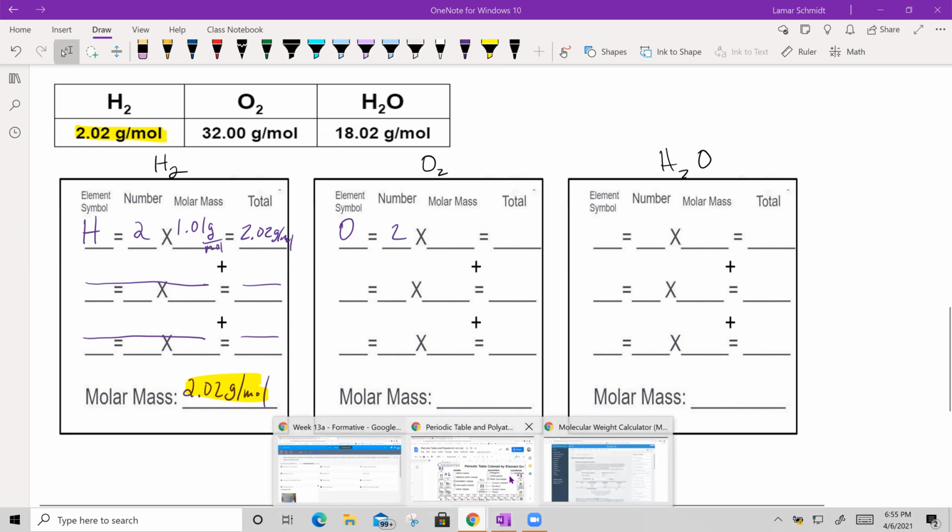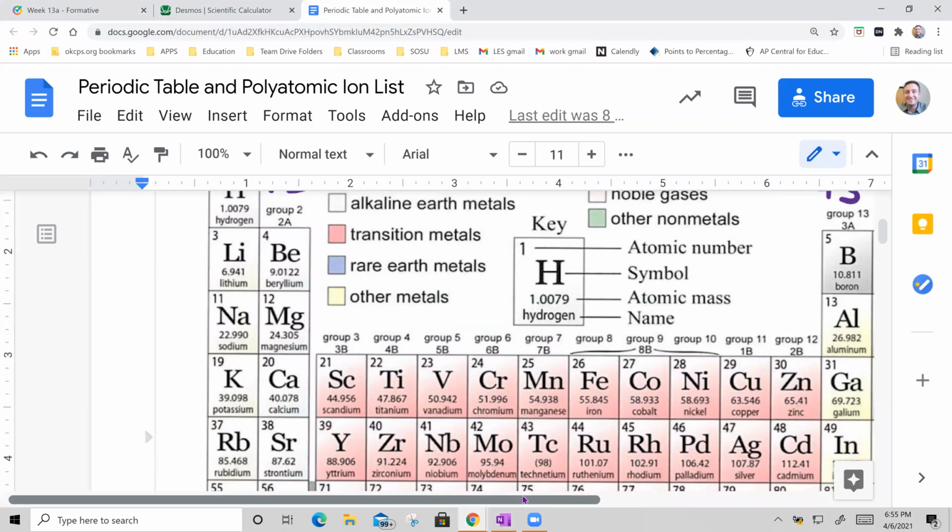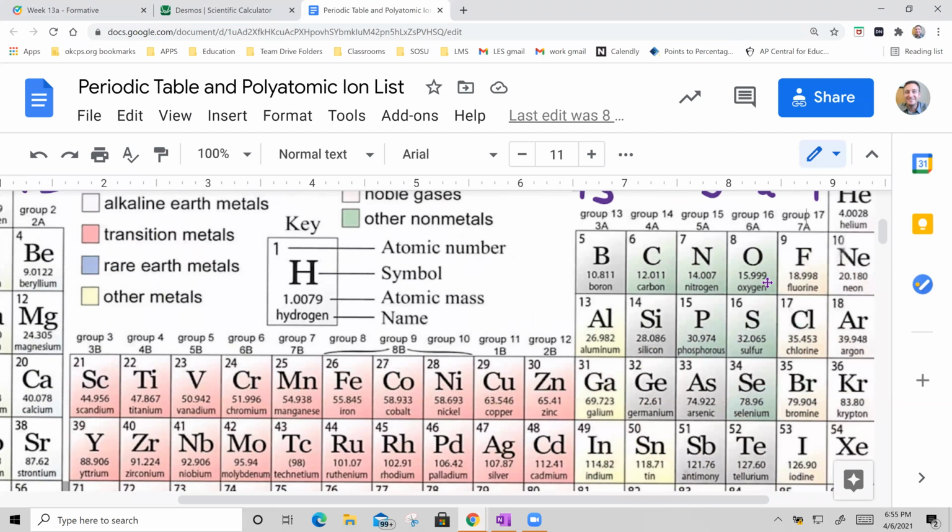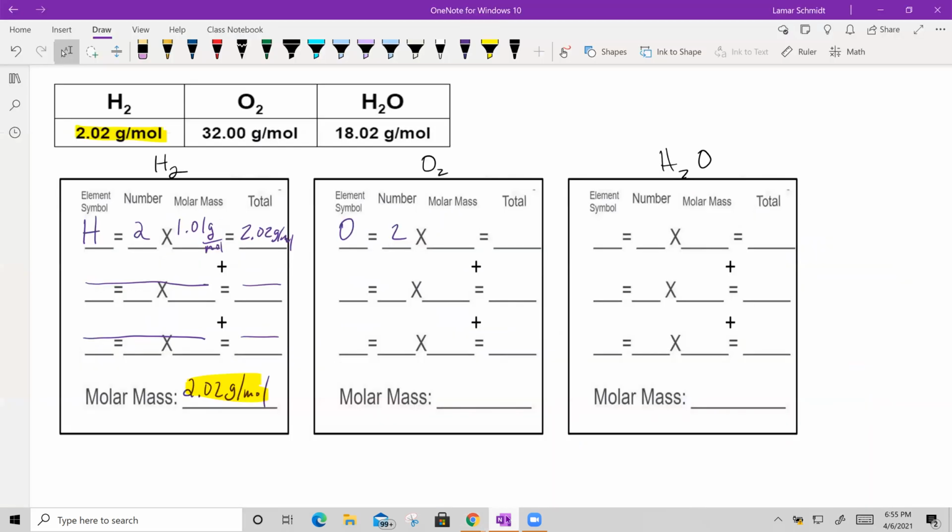So we'll go to our periodic table, and we find oxygen, and we see that it's 15.999. We're going to go ahead and round that to 16. So we're going to say 16 grams per mole. And then 2 times 16 is 32 grams per mole. Okay, and so we don't have any other elements, so we're not using these lines. So we're not adding anything to 32.